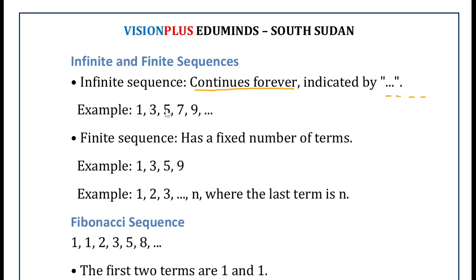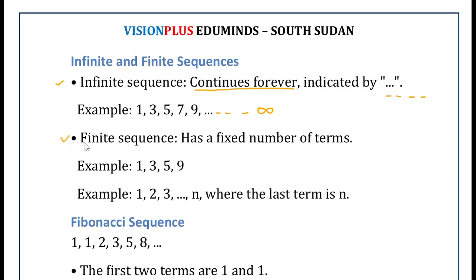So if you find a sequence, for example, 1, 3, 5, 9, 7, 9, and then it continues, this means that it is an infinite sequence. It does not stop. It continues up to infinity. So it continues forever up to infinity. That is what we mean when we say the series or the sequence is infinite.